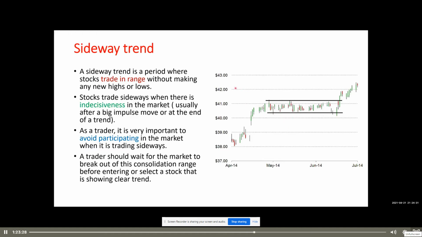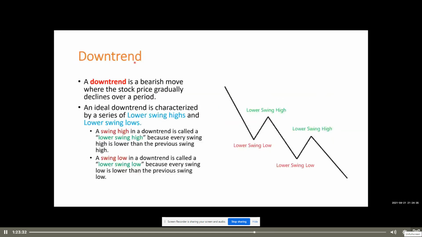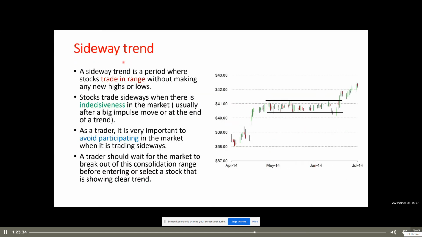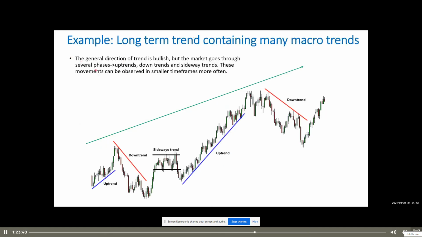Okay. Anyway, does everyone understand what a sideways trend is? So far we've seen uptrends, downtrends, and sideways trends. Those are the three different types. There are no more, no less, just three types. All right. So this is an example that I want to show you guys. This is what we call being aware of the bigger picture, but also taking into consideration what is happening in the smaller time frame.